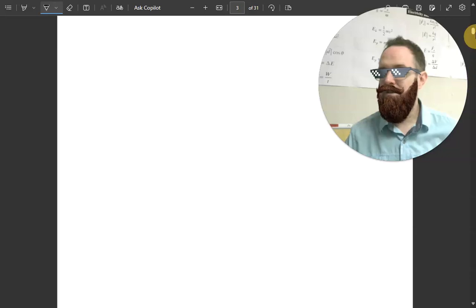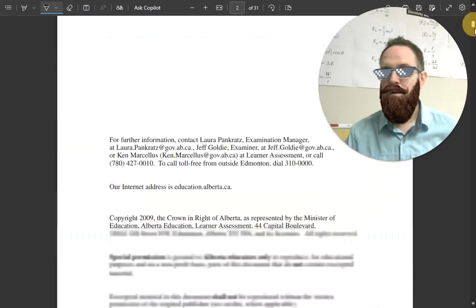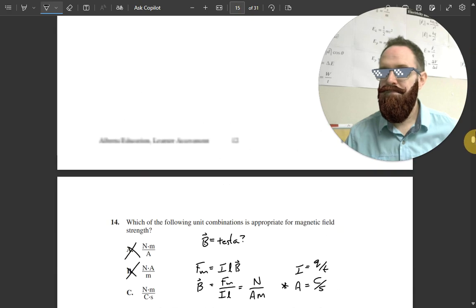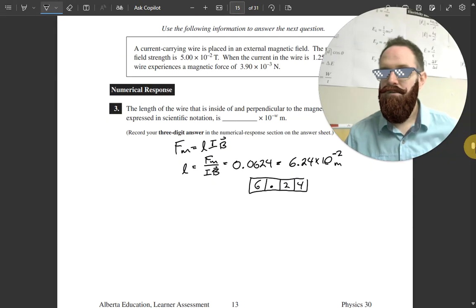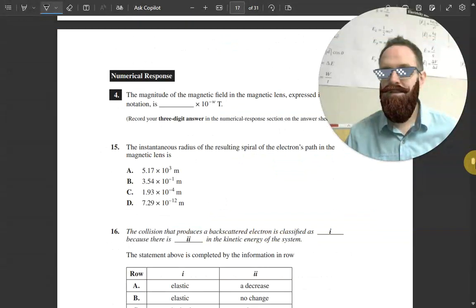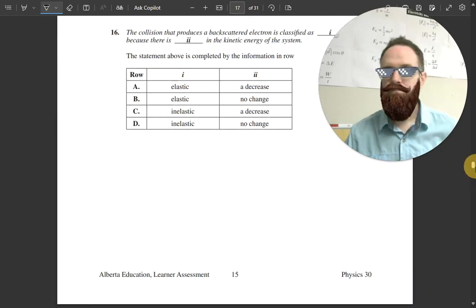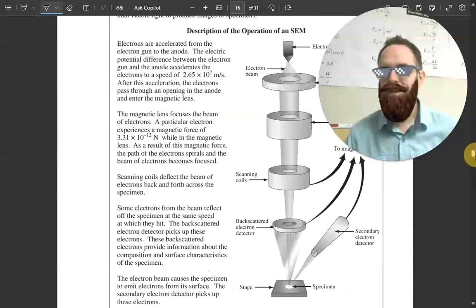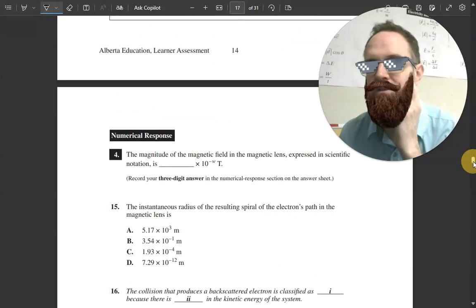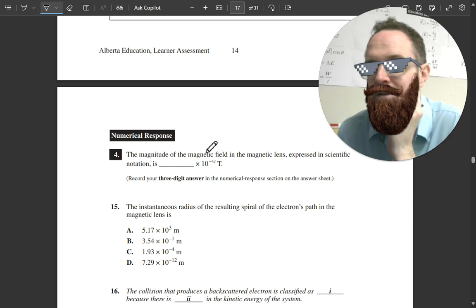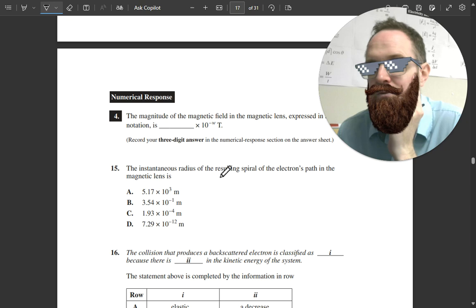Let's just double check. Oh, yeah, 6.24. Cruising along here. It's this big long question. Where are we right now? Oh, 30 minutes. Okay, that's too bad. Okay, so we got this huge question here. I'm just going to read through the questions first. What's the magnitude of the magnetic field in the lens? What's the instantaneous radius?